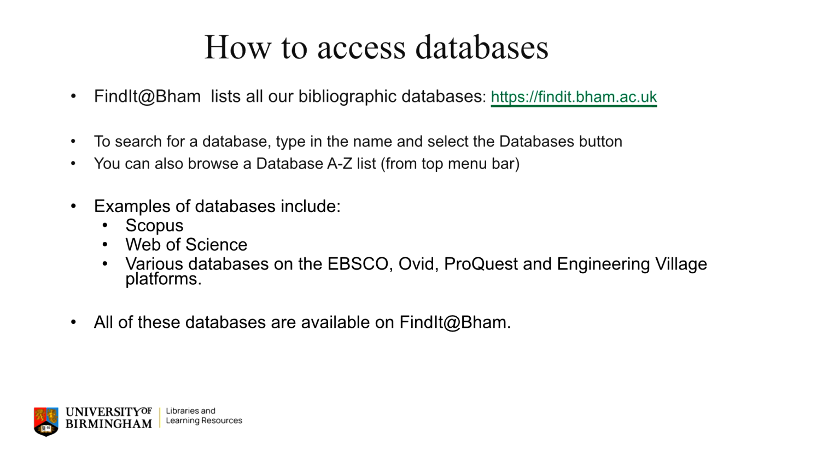Find It at Birmingham lists all of our bibliographic databases. You can search for a database by typing in the name and then selecting the Databases button, or you can browse a database A to Z list. Examples of databases that you may have used in the past include platforms such as Scopus and Web of Science, and various databases on the EBSCO, Ovid, ProQuest and Engineering Village platforms. All of these databases are available via Find It at Birmingham.